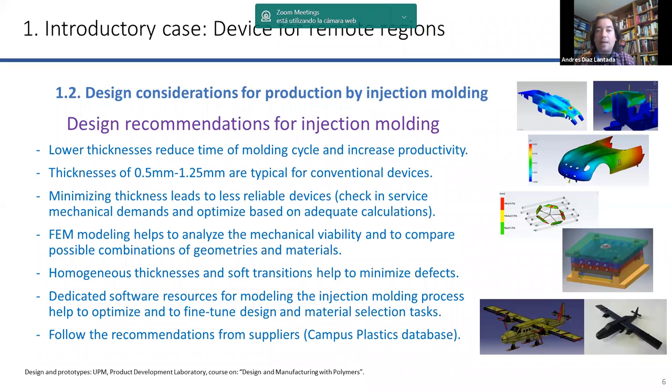So of course, when you are minimizing thickness, you reach devices which may perform mechanically in a worse way. So of course, here you have a multi-design or multi-criteria optimization. You have to minimize thickness for increasing productivity, but at the same time, you have to warrant that the mechanical performance is enough. So in many cases, you are combining different simulations.